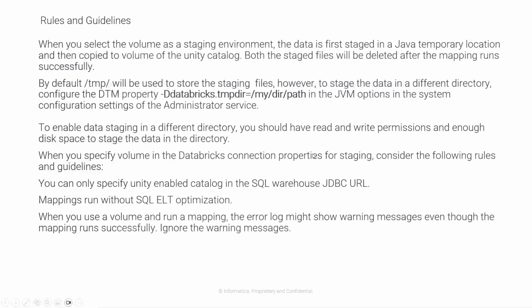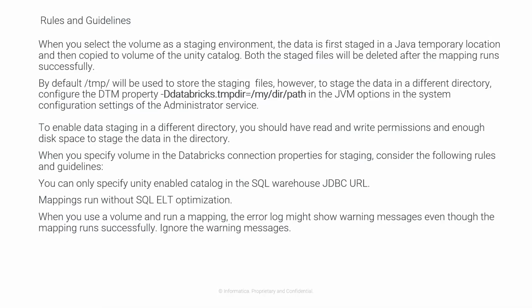Moving on, rules and guidelines. When you select volume as a staging environment, the data is first staged in a Java temporary location and then copied to the volume of the Unity catalog. Both the staged files will be deleted after the mapping runs successfully. By default, /temp will be used to store the staging files.